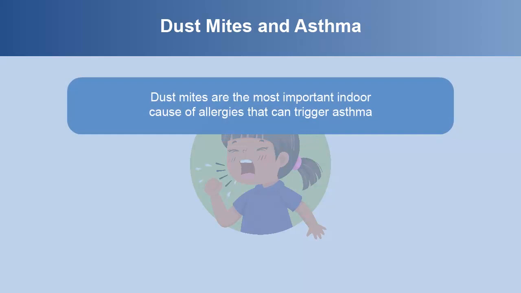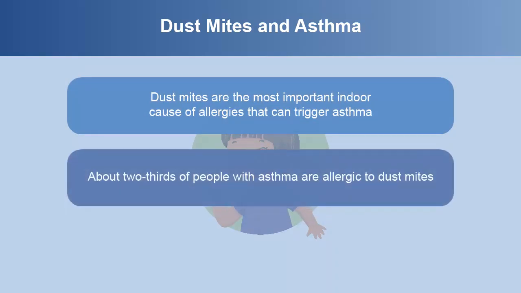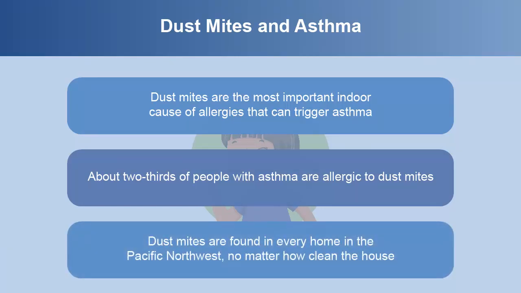Dust mites are the most important indoor cause of allergies that can trigger asthma. About 2/3 of people with asthma are allergic to dust mites. Dust mites are found in every home in the Pacific Northwest, no matter how clean the house.